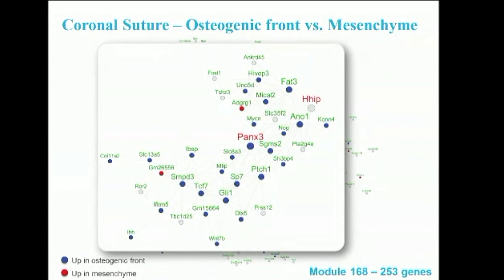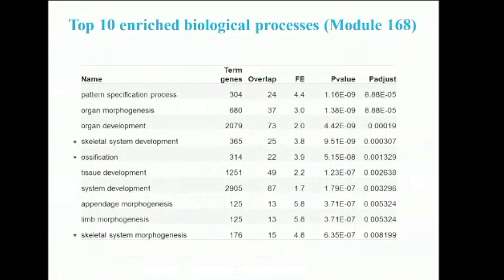So even within these large co-expression networks, we can also find modules that are relevant for stem cell maintenance, and these may be important in the development of the osteogenic front and the differentiation of the osteogenic front. Again, similar to the one that we found for the interfrontal suture, we see highly relevant GO enrichment: skeletal system development, ossification, and skeletal system morphogenesis as well.